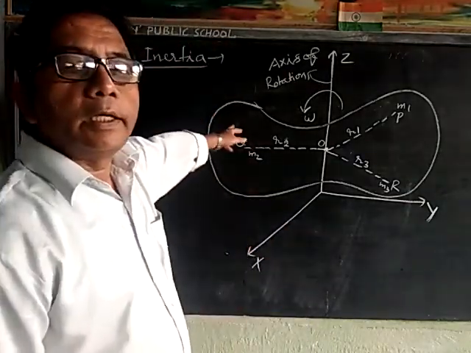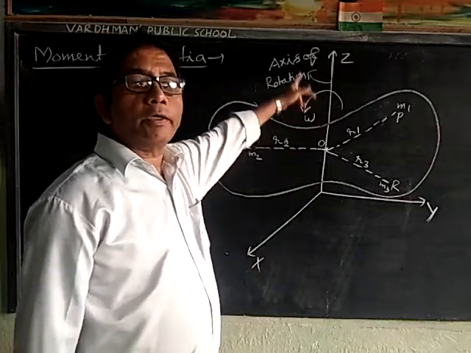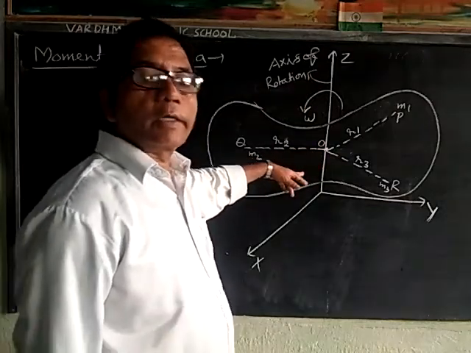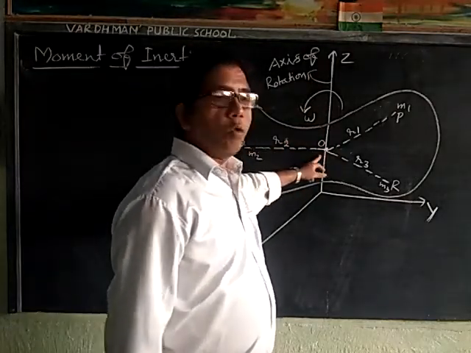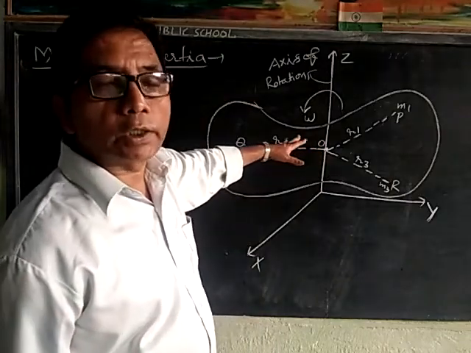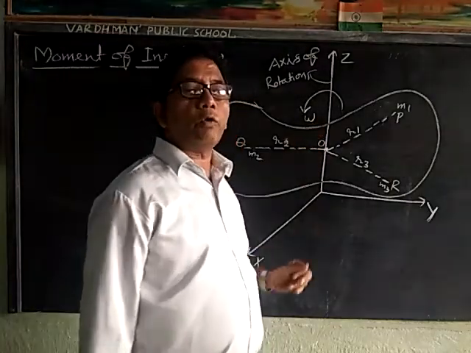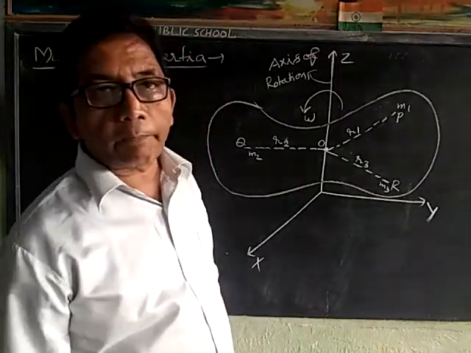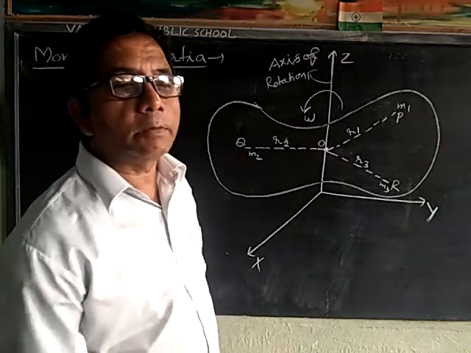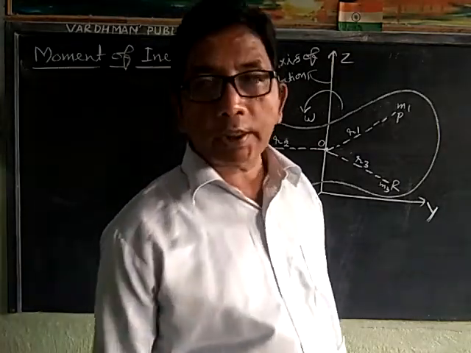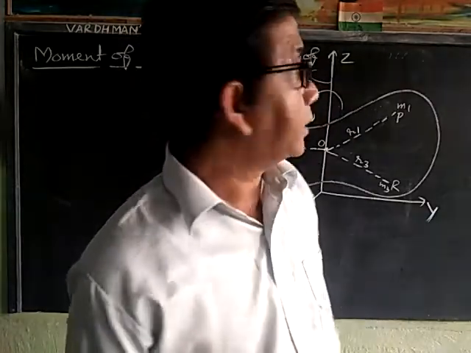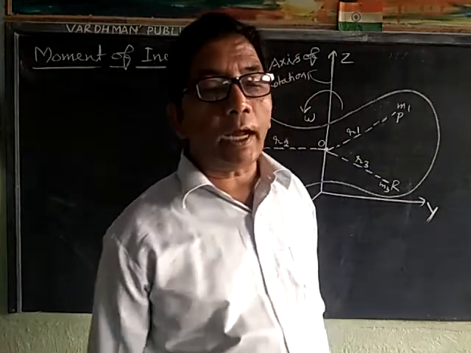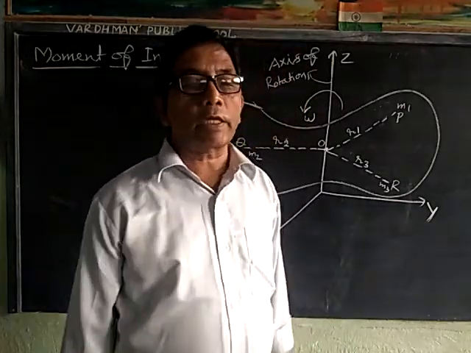Now consider a rigid body rotating with a uniform angular velocity omega about a vertical axis through O. Suppose the body is made up of n particles having masses m1, m2, m3, up to mn, and r1, r2, r3 are the distances from the axis of rotation.